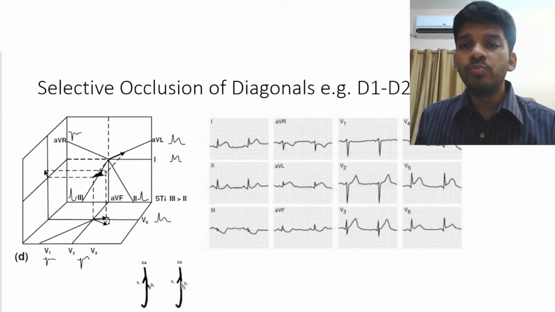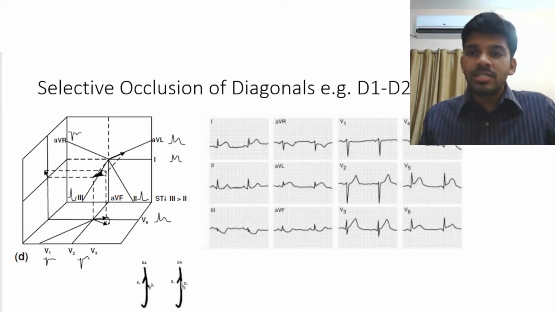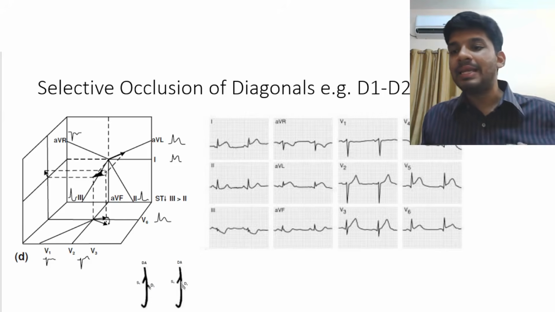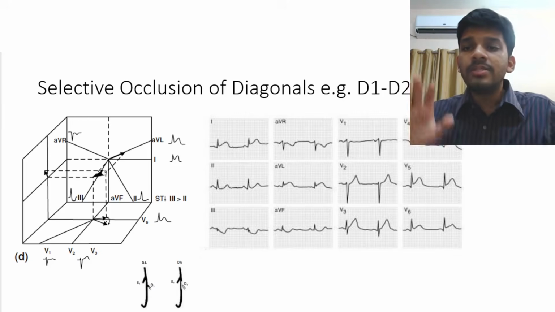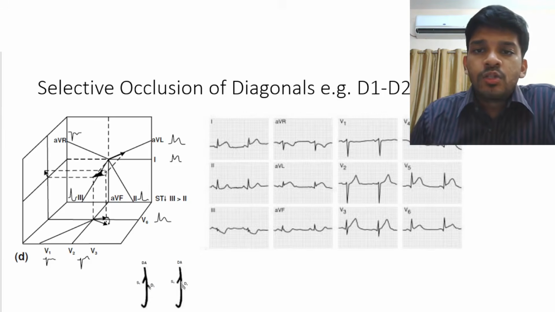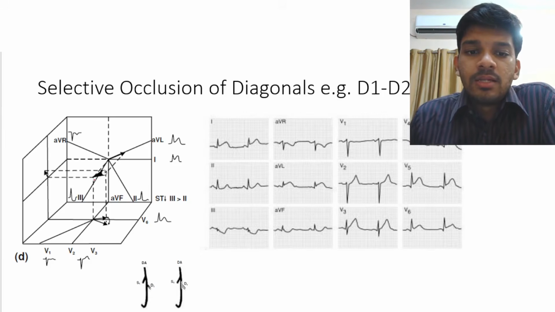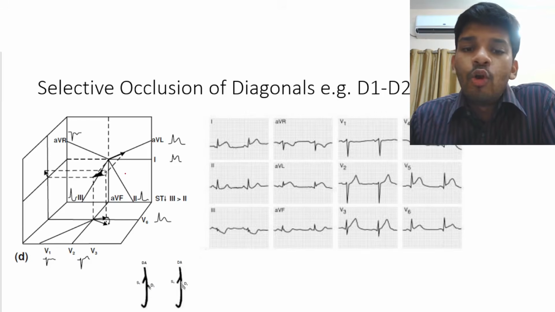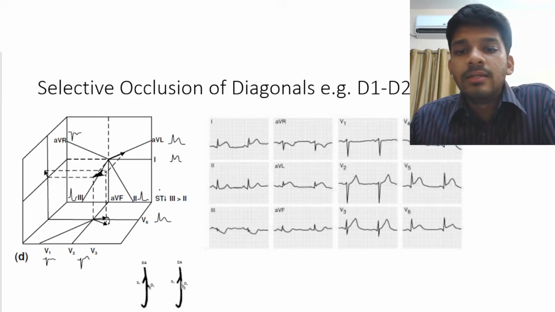Now we talk about two more rarer cases. So we have discussed the proximal, mid and distal LAD occlusions. Now talking about selective occlusions of the diagonals, that is occlusion of the D1 and D2 and S1 and S2. So if you have a selective occlusion of the diagonals, basically the mid-low part of the anterior wall and the low lateral wall is involved.